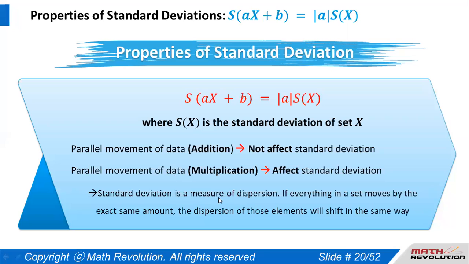Standard deviation is a measure of dispersion, how much dispersed it is. If everything in a set moves by the exact same amount, the dispersion also will shift in the same way. So that is what an addition or a subtraction is. So scaling is one of the factors that you have to keep in mind thoroughly. Scaling only affects standard deviation or range, but when it comes to median, mode, or mean, scaling and addition, subtraction, both will be affecting.